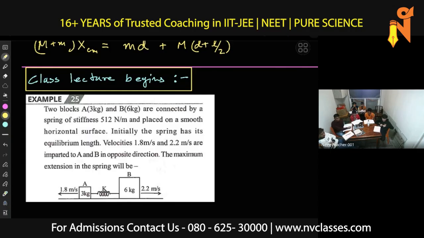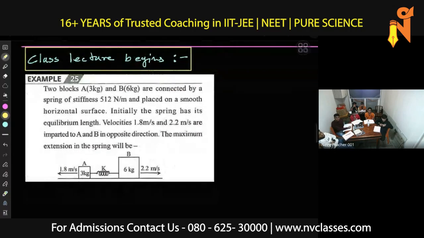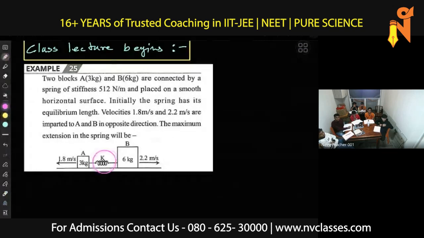So what is happening? There are 2 blocks kept. They were stationary. The spring was having no extension in it, right? And then somebody imparted velocity to both of them together. And they're asking what is the maximum extension? I think you would have done some questions on maximum or minimum separation in kinematics. So what is the critical point you are going to attack in this question? For maximum extension, what are you going to do?